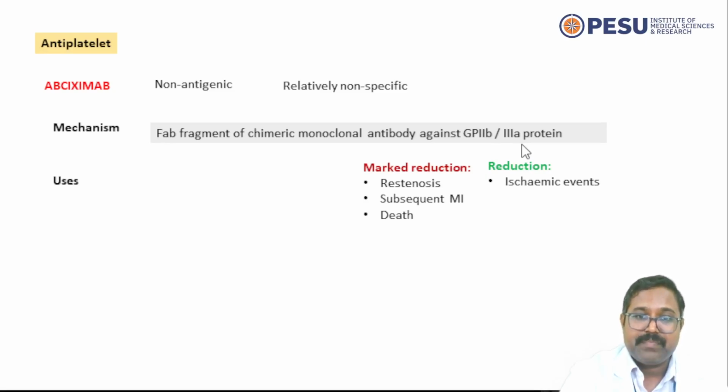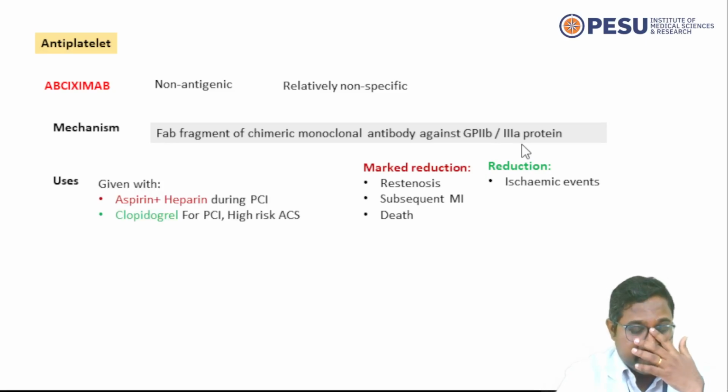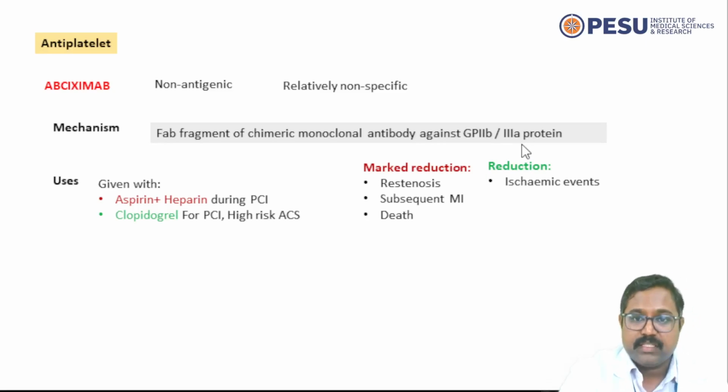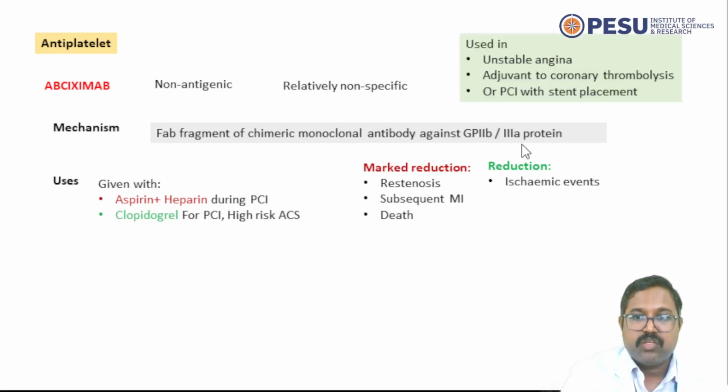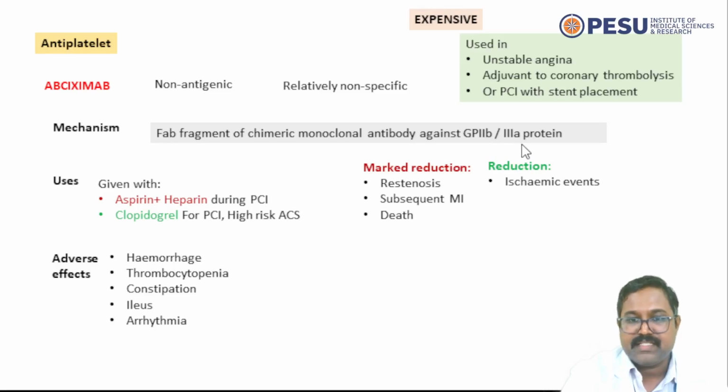So where this abciximab is used, they are given along with the aspirin and with the heparin also during the percutaneous intervention, along with clopidogrel for the PCI in case of high risk acute coronary syndrome patient. So basically it is used in unstable angina adjuvant to coronary thrombolysis and PCI with stent placement. The disadvantage, this drug is very expensive in nature. Again, adverse effect profile is same: hemorrhage, bleeding, thrombocytopenia, constipation and ileus, and abciximab can increase the risk of arrhythmias as well.